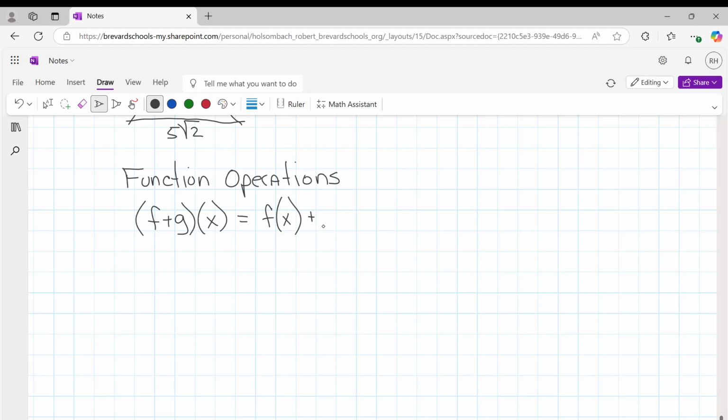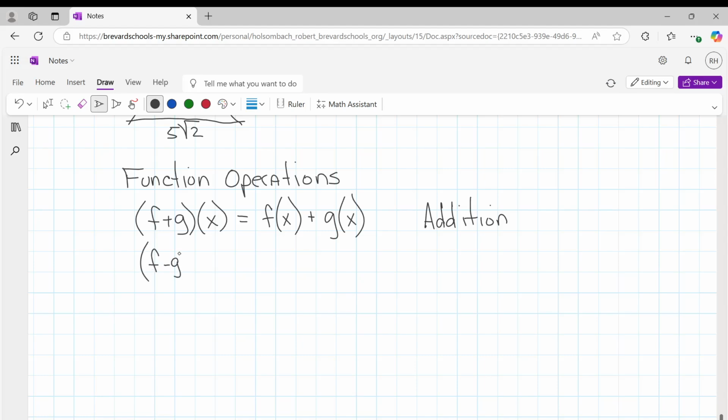plus g of x. All right, and this refers to addition. This will make more sense in a couple of minutes. Just let's get the rules in your notes for now.